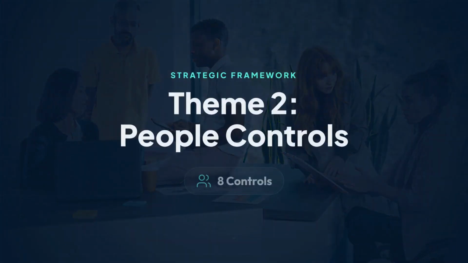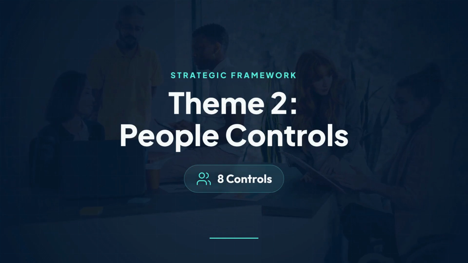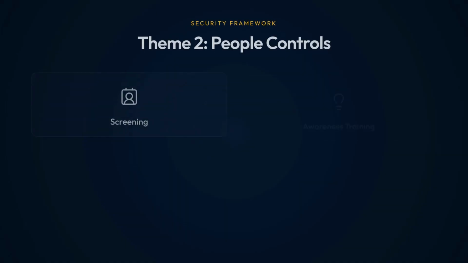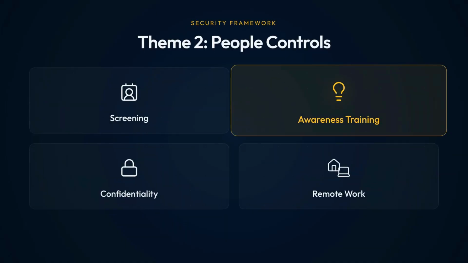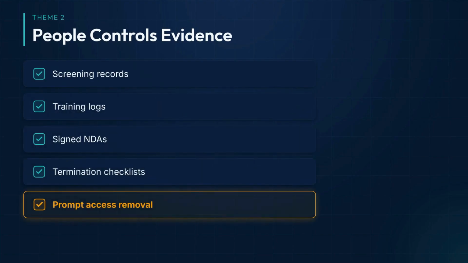Theme 2 focuses on people controls. These 8 controls manage the risks involving your employees, contractors, and all other personnel. This includes background screening, security awareness training, confidentiality agreements, and the management of remote working security. Auditors will look for screening records, training results, signed NDAs, and evidence that access was removed promptly upon termination.